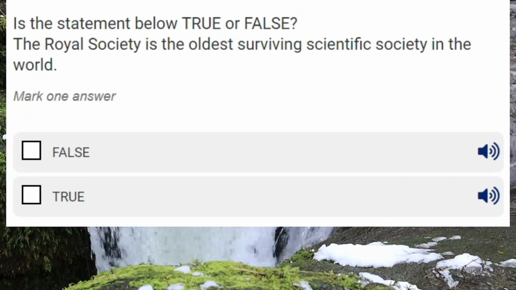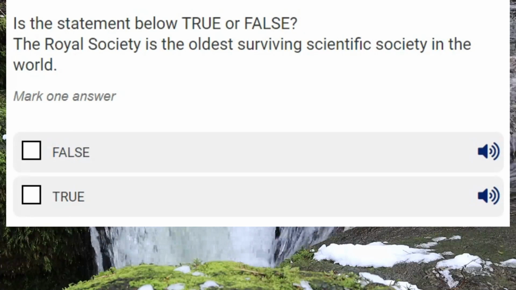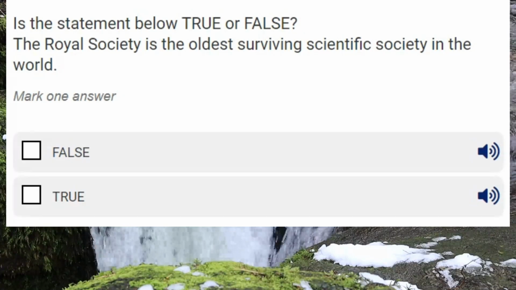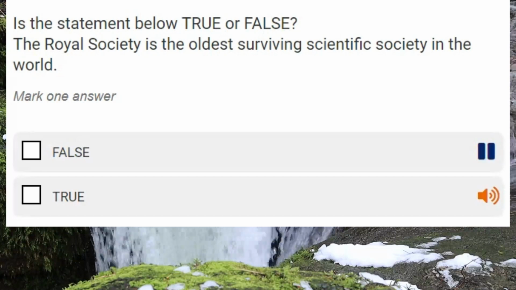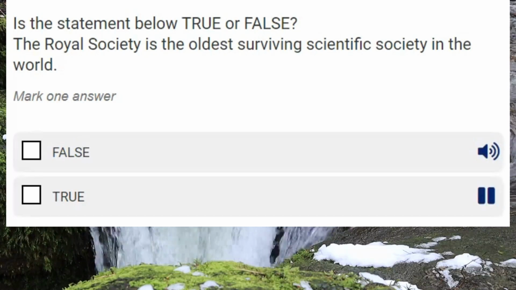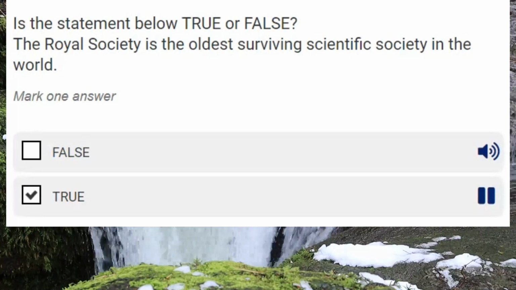Is the statement below true or false? The Royal Society is the oldest surviving scientific society in the world. False. True. The correct answer is true.